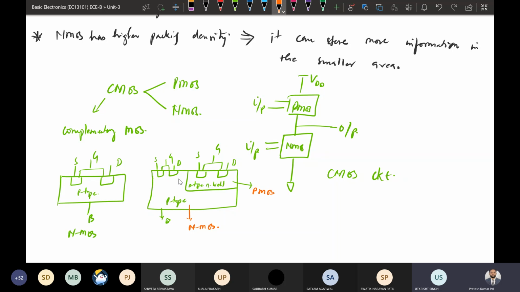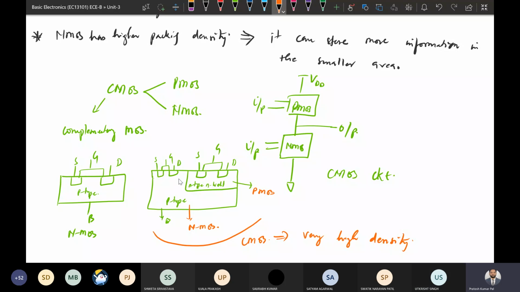This combination is called CMOS, and this single one is called either PMOS or NMOS. So PMOS and NMOS can be fabricated on a substrate separately, or we can design the CMOS circuit, meaning PMOS and NMOS fabricated on the same substrate. This is called CMOS technology. By using CMOS technology, we are able to further reduce the area required for designing the circuit. That means it provides very high density.